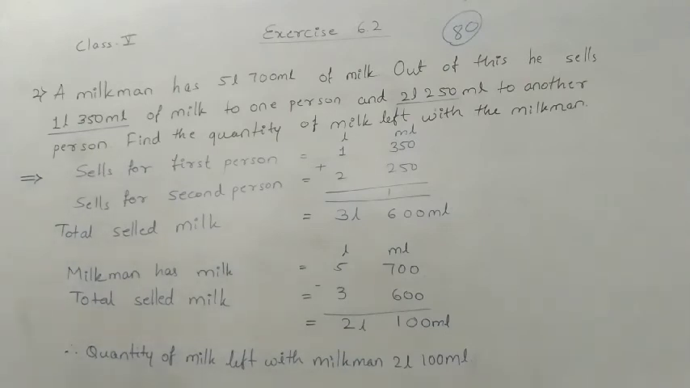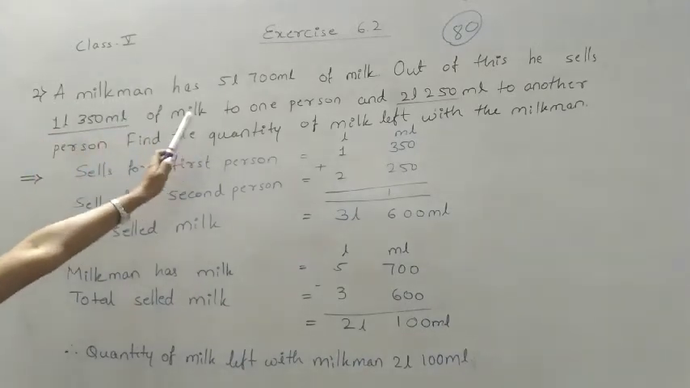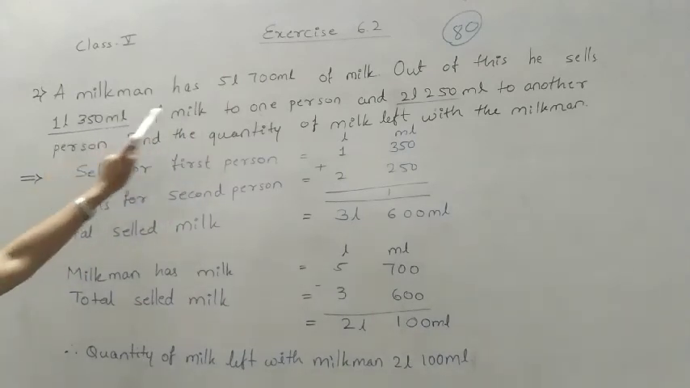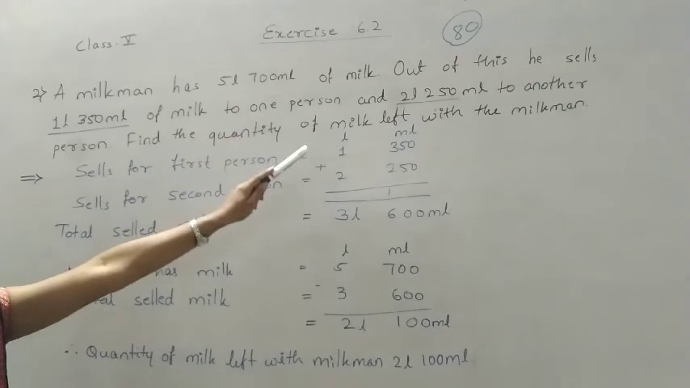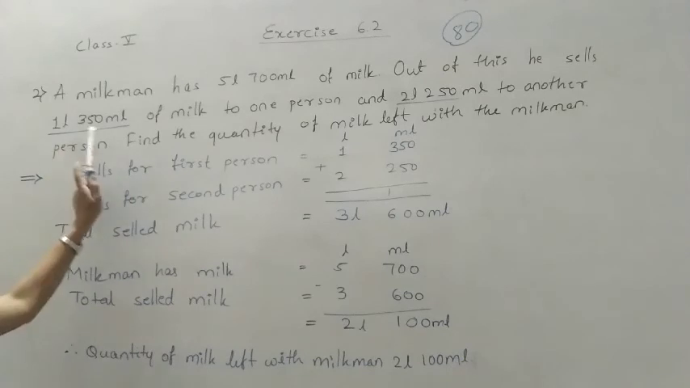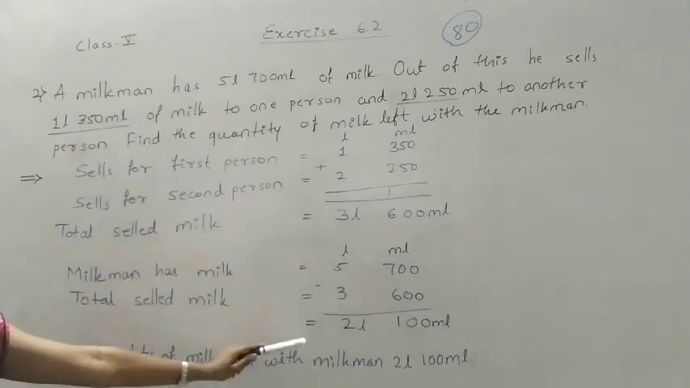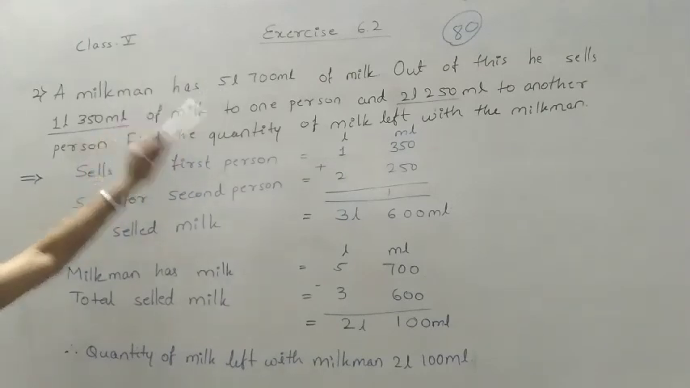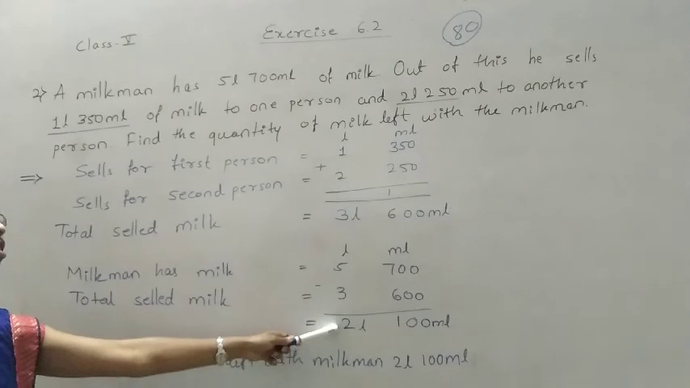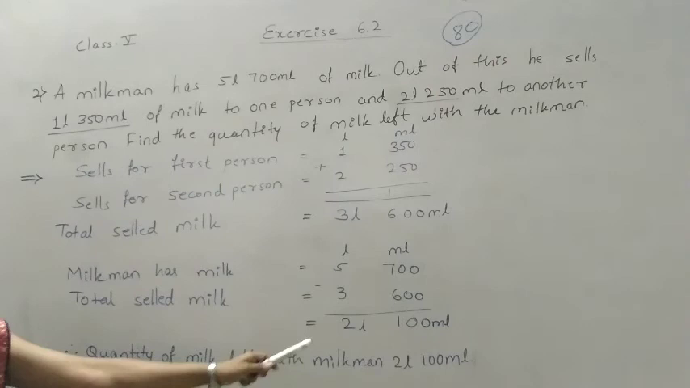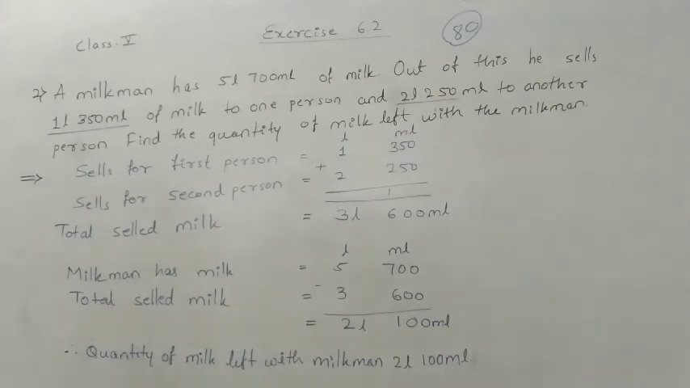See dear students, first you should understand the question. A milkman has 5 liter 700 milliliter milk. Out of that, 1 liter 350 milliliter he sold to one person and 2 liter 250 milliliter sold to another person. So first we should add these two, and after that we should subtract from the milk the milkman has. So the answer is 2 liter 100 milliliter. Quantity of milk left with milkman, 2 liter 100 milliliter.